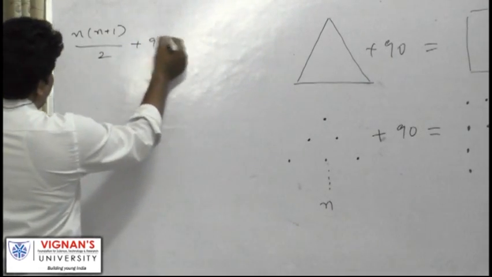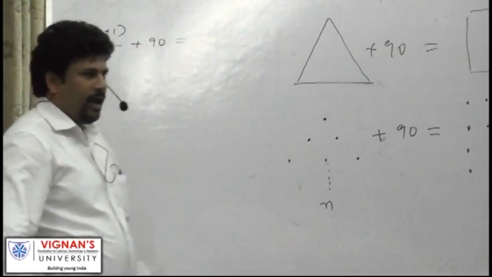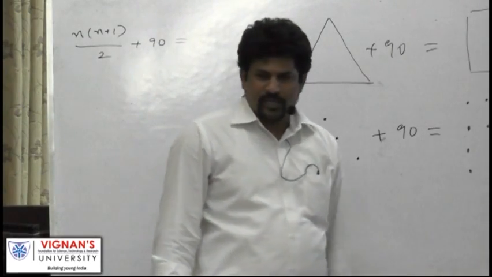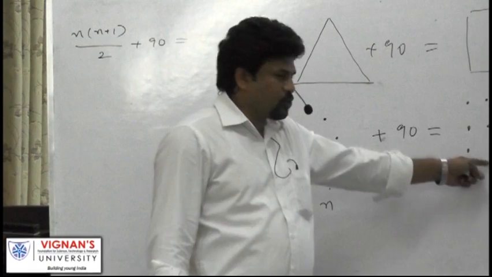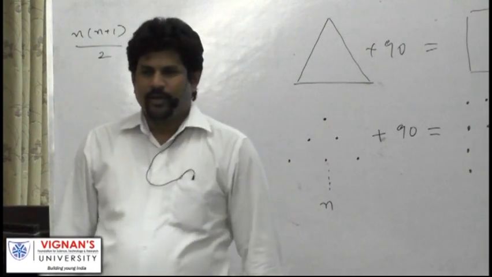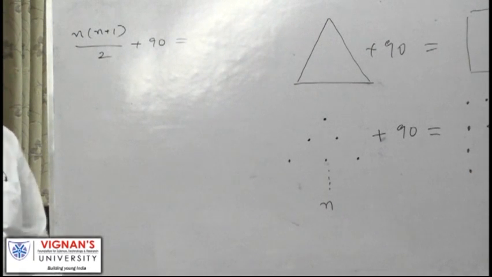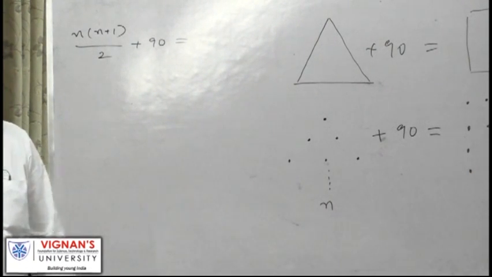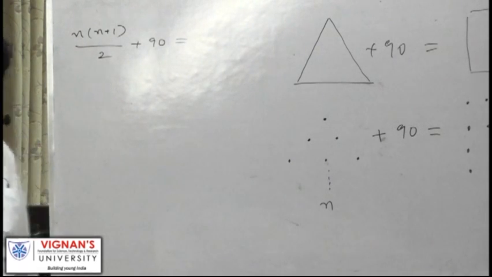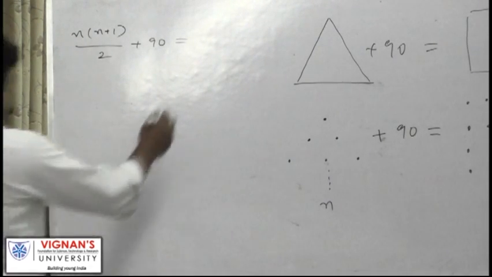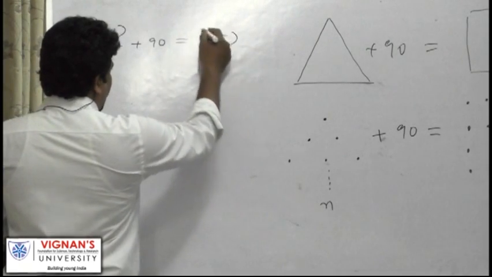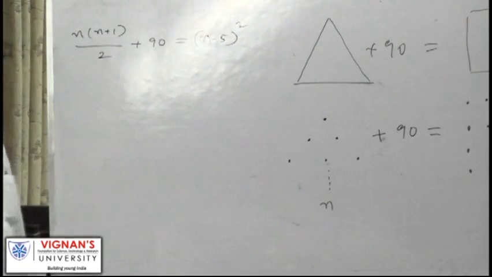If I have another 90, I have n minus 5 on each side. So total number of students in this square would be n minus 5 whole square. 3 by 3 you have 9, 4 by 4 you have 16. Similarly n minus 5 by n minus 5 you have n minus 5 whole square. You solve this, you will get what is n value.